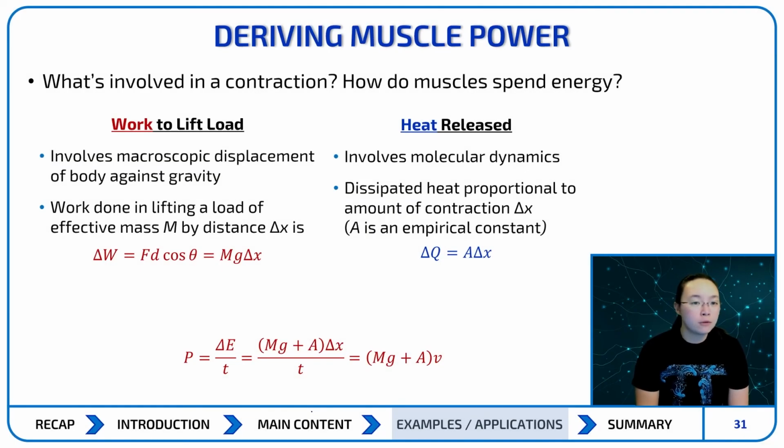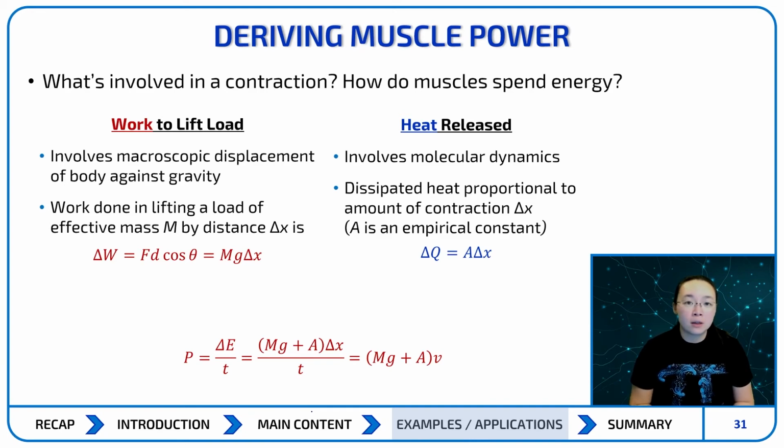Okay, so we're now going to move on to muscle power. And so we're going to take all of the information that we've learned in terms of just muscle movement, muscle contractions, as well as all of the basic foundations in physics that we had gone through earlier in this topic about work and energy and power. So we're going to combine all of that knowledge together to try and derive muscle power. So first of all, we have to consider what is involved in a contraction and how do muscles spend energy.